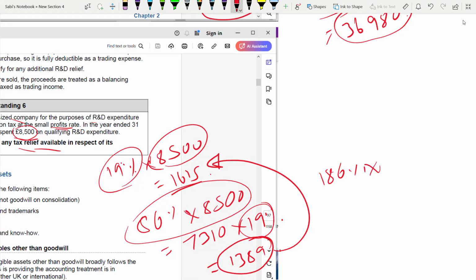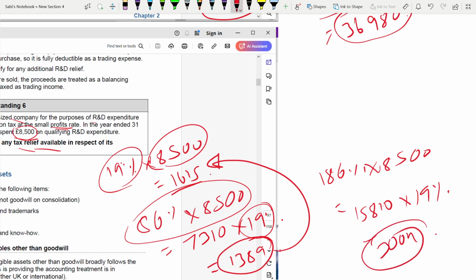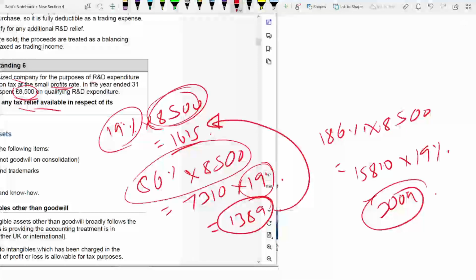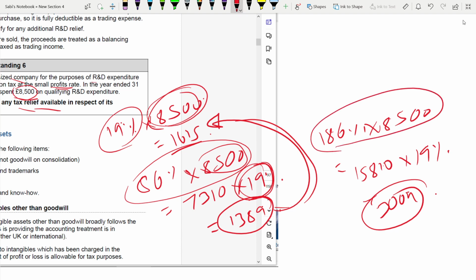Oh, straight away you can do like this. Take 186% into 8,500. Get the amount. It's 15,818. Take 19% of it. 3,004. This is how much tax you will save. So rather than doing it like this, what they have done, they have taken 19% of 8,500. This is 100%. And 86% of this, and on that they have taken 19 and added the two figure. That way also you can go straight away, just take 186 on 8,500, apply 19% small rate corporation tax and get the amount, one figure. So the total tax saving is 3,004.